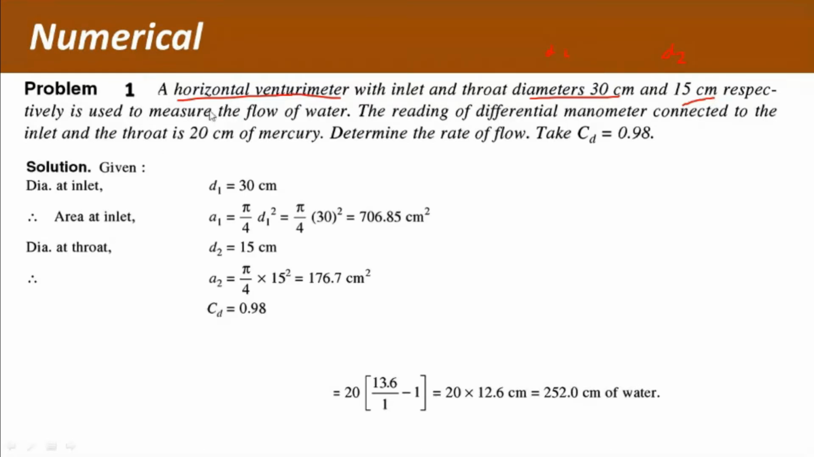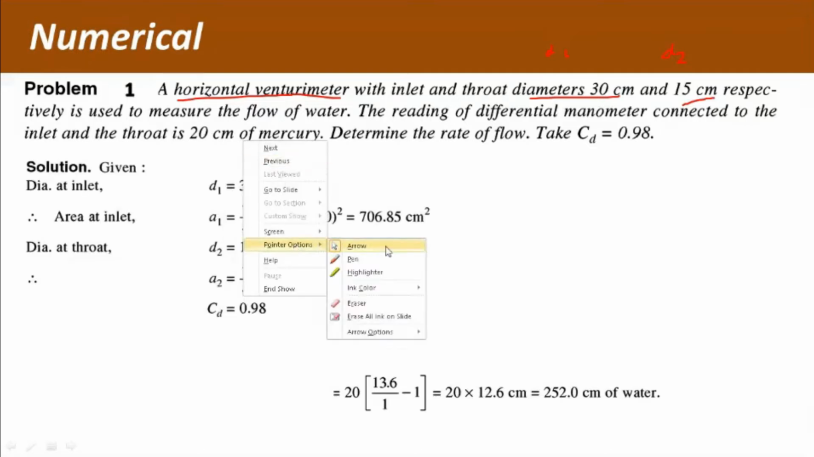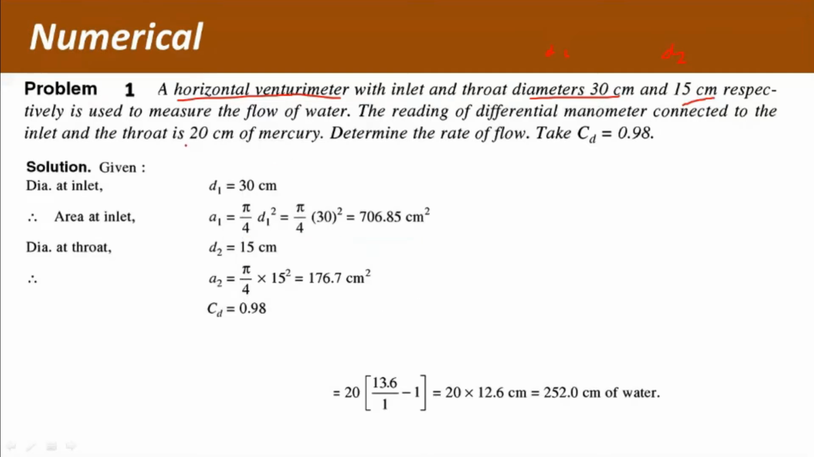It is used to measure the rate of flow of water. The reading of differential manometer connected at inlet and throat is 20 centimeter of mercury. Remember, this 20 centimeter of mercury is the value of x. ये आपको x का वैल्यू दिया है. Why is it x? Because इसका यूनिट क्या है? सेंटीमीटर ऑफ मर्क्यूरी. And remember हमारा स्टैंडर्ड फ्लूइड वाटर है, तो आपको वाटर में कन्वर्ट करना पड़ेगा. Then determine the rate of flow discharge. Take CD equals 0.98.